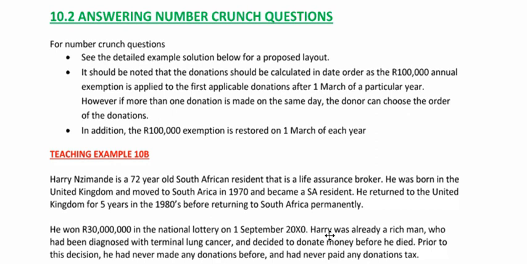It's a very detailed number crunch question that I'm about to go through with you. It tests all of what you've actually done within the donations tax section from a number crunch perspective, just about everything. Just for number crunch questions, let's go through a little bit of a format before I ask you to actually try to do this question. It says, see the detailed example solution below for a proposed layout.